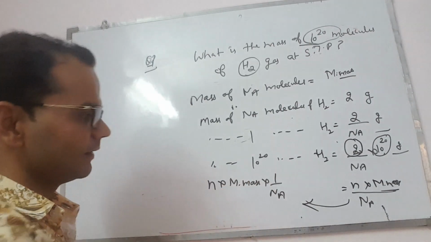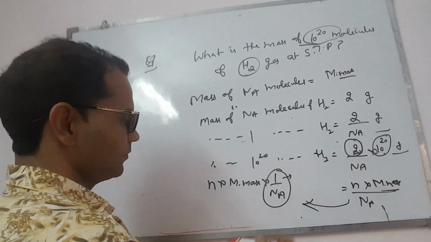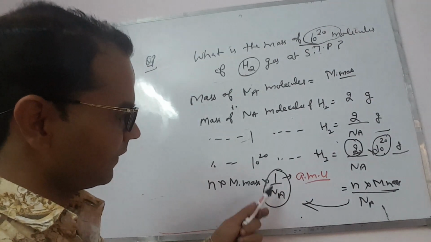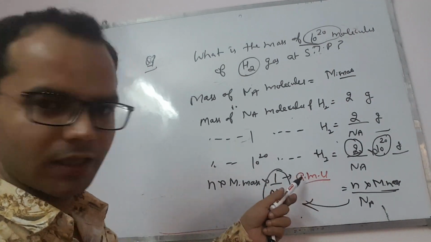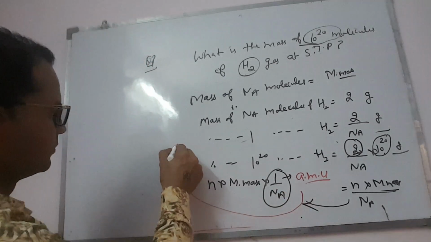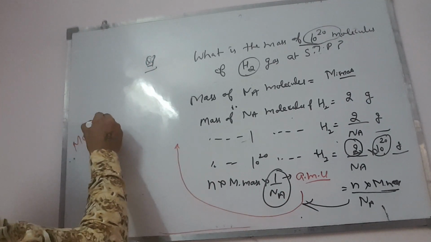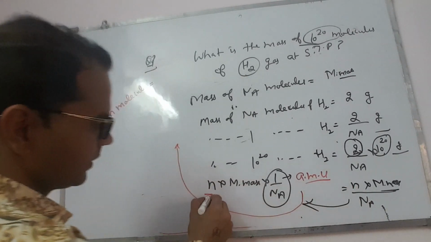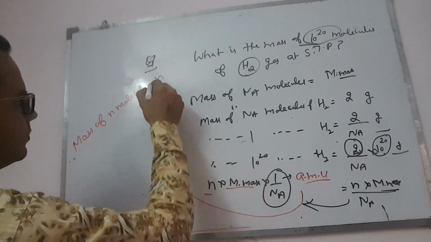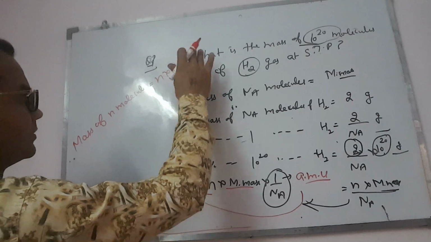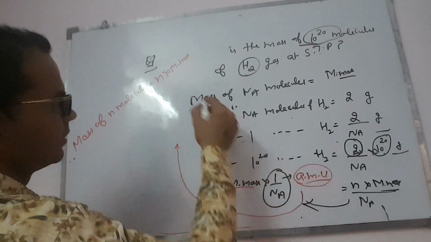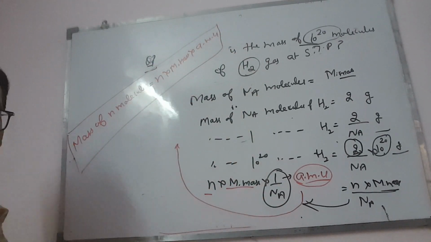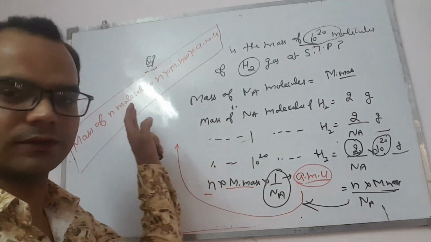Now what is this 1 by Na? This is called the atomic mass unit. I can use 1 by Na as AMU. So the formula is modified to: mass of n molecules equals n into molecular mass into AMU. So this is the trick to solve numericals directly if you are provided n molecules.